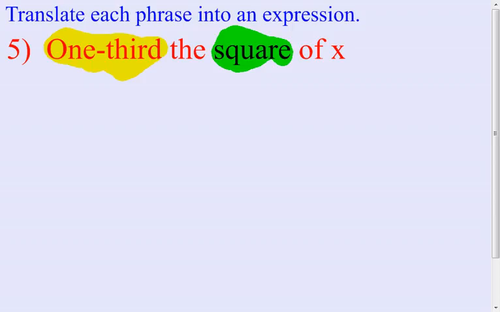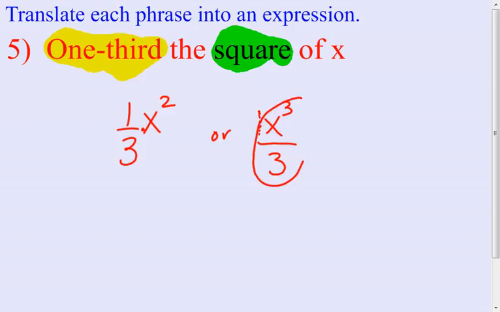All right, 1/3 the square of x. So 1/3 you would write like this. The square of x is written like that, x squared. Some of you might write it like this. This also means 1/3 the square of x. I know it doesn't really look like it, but it does. There's a multiplication symbol in here. And when you multiply a fraction, 1 times x squared is just x squared. So there's like this imaginary 1 right there that you don't need to write. So either this or this. Either one would be fine for that.